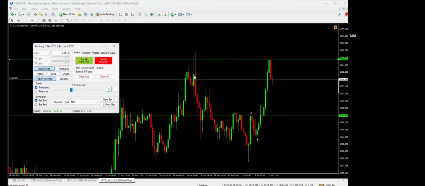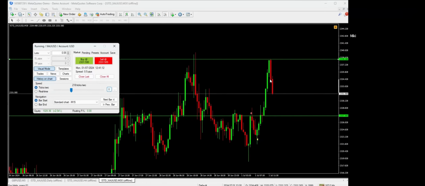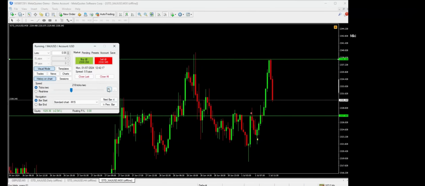So it didn't quite respect this resistance, but we closed back below. This would have been a nice fake out, like a news at 2 o'clock. I'm still looking at a retest of this support right here, you know, to continue the uptrend.